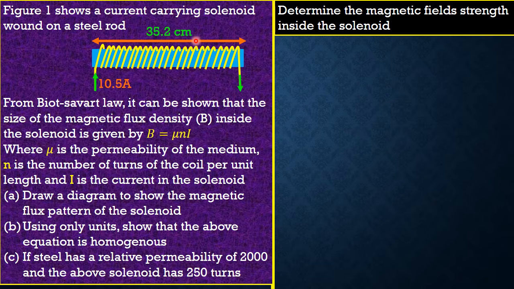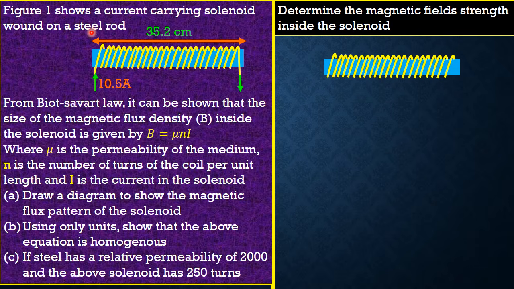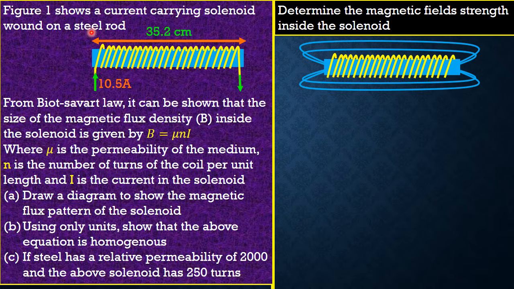We need to have it in mind, friends, that the magnetic flux pattern around a solenoid is similar or identical to that of a bar magnet. This is going to be a solenoid. As we all know, the magnetic flux pattern is going to be of this form, like this. So I have simply sketched the three-dimensional view of the magnetic flux pattern. But you need to note that these lines in blue are the magnetic field lines.